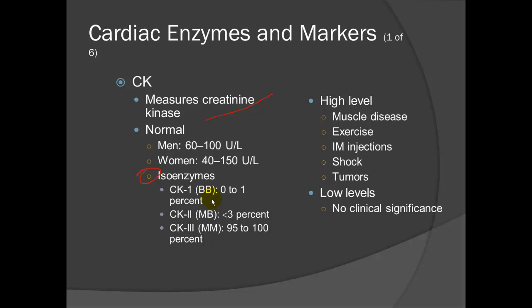CK1, 0 to 1%. CKMB, and this is the one that we would be looking at for cardiac, which is CK2, CKMB, less than 3%. CK3, 95 to 100%. High level is going to mean muscle disease. We can do this also by exercise. If you've just worked out, your CKMM or your CK broad range, this one up here, are going to be high. IM injections, shock, tumors of any sort will make high levels. Low levels have no clinical significance.